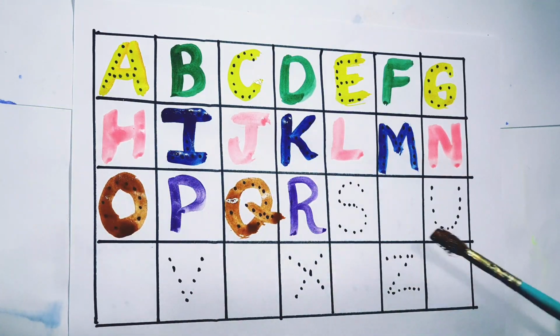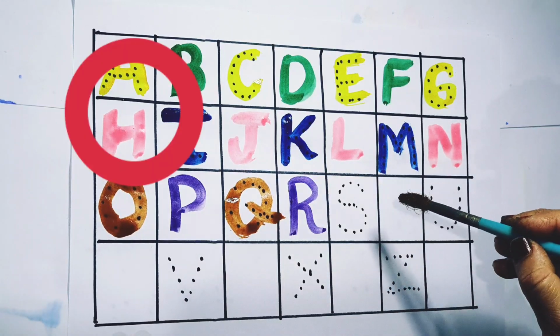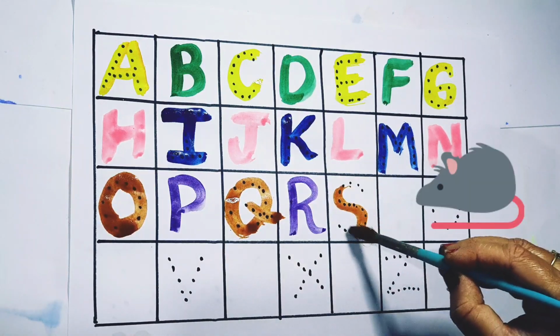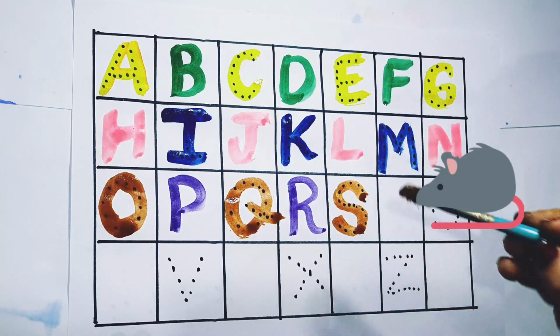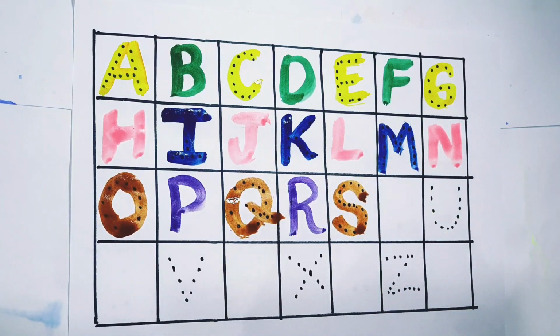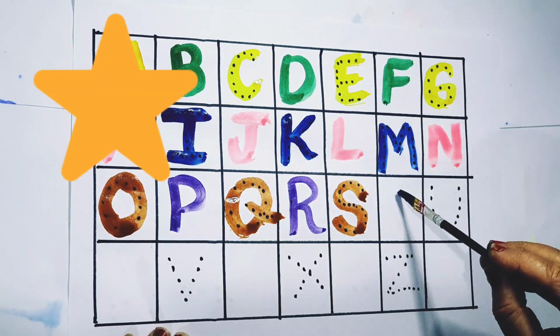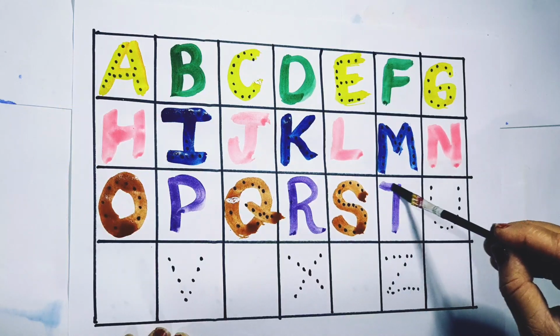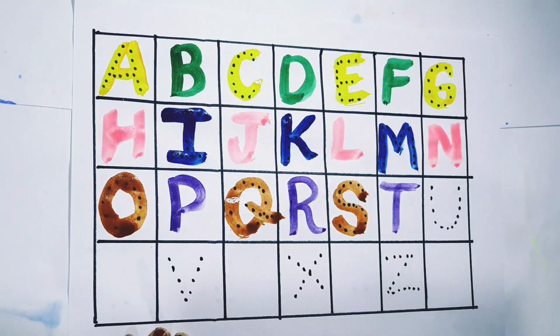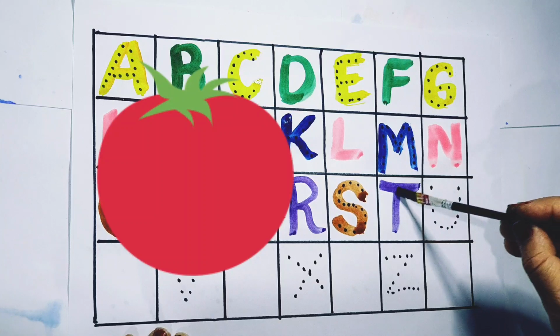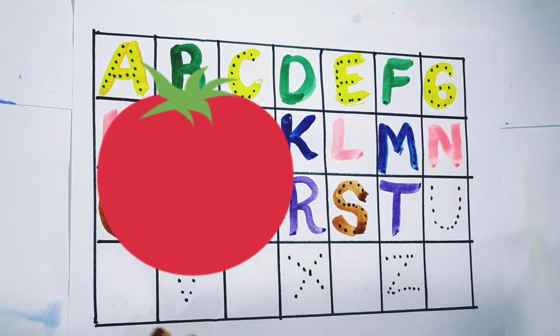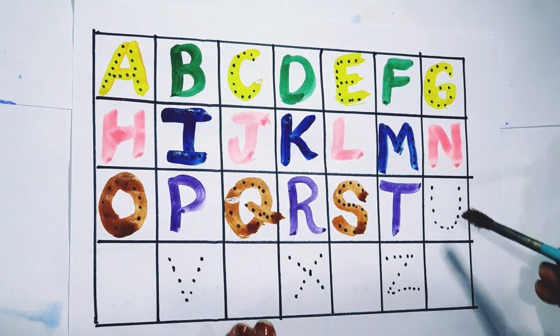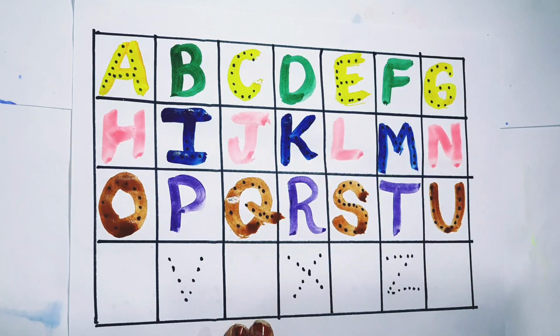R. R for ring. R for red. Brown color. S. S for star. S for sister. Purple color. T. T for tomato. T for tower. Brown color.